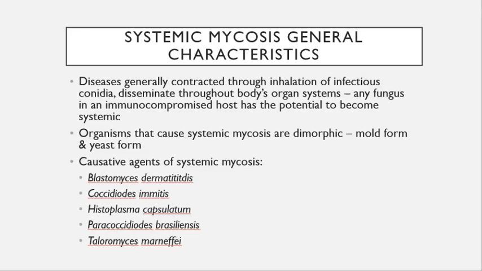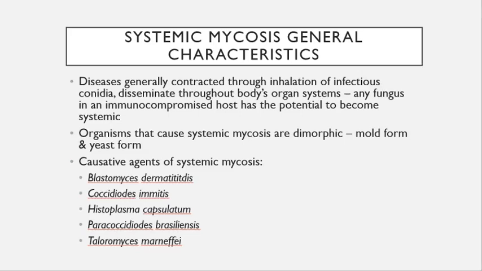These are generally diseases contracted through inhalation of infectious conidia, and they disseminate throughout the body's organs and systems. But any fungus in an immunocompromised host has the potential of becoming systemic. The organisms in this category, the systemic mycoses, are dimorphic, meaning they have a mold form and a yeast form.